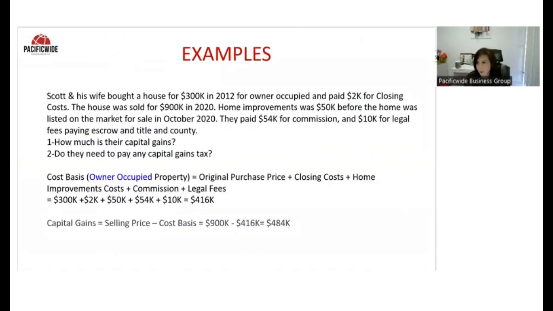So in this example, I just give you the numbers so it's easy for you to follow whatever I've been talking about. So Scott and his wife bought a house for 300,000, okay, in 2012.